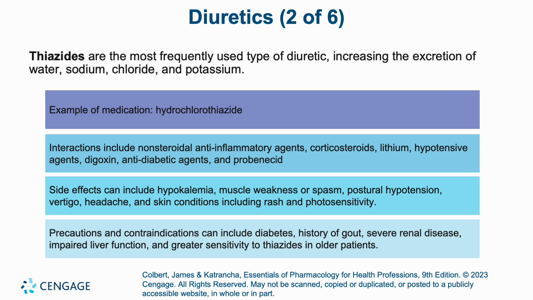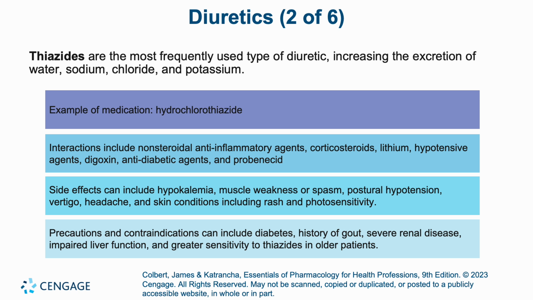Lithium, because it can cause lithium intoxication. Hypotensive agents, because it can potentiate blood pressure decrease. Digoxin, this can cause increased potential for digoxin toxicity. Anti-diabetic agents, because it can lead to loss of diabetic control. So we're altering the fluids, electrolyte status, all of that within the body. That can also alter the sugar. And then probenecid, because it can block uric acid retention. An example of a medication given here is hydrochlorothiazide.